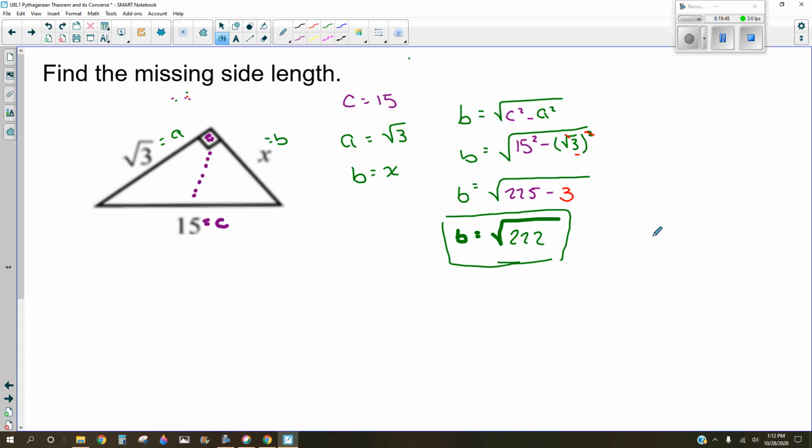So that's how we use the Pythagorean theorem to try to find missing sides. Okay? So we'll have to practice some of those. And then we'll come back for another video on how to do something called the Pythagorean converse.